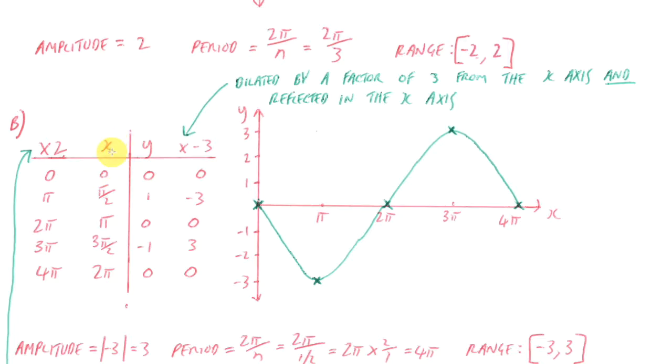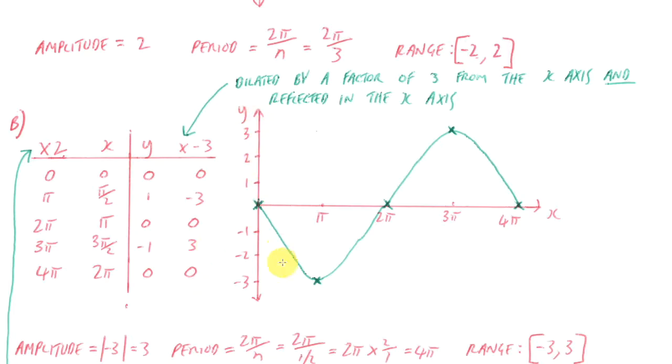So in that case, I need to multiply by 1 over a half, and 1 over a half becomes 2. So I need to multiply every x value by 2. If I do that, it's shown here. So it's that point there: (0, 0), (pi, -3), (2 pi, 0), (3 pi, 3), (4 pi, 0). They are the points that we need to plot.